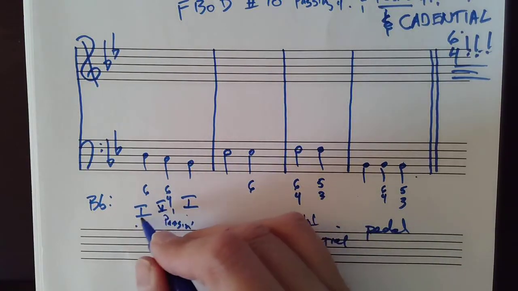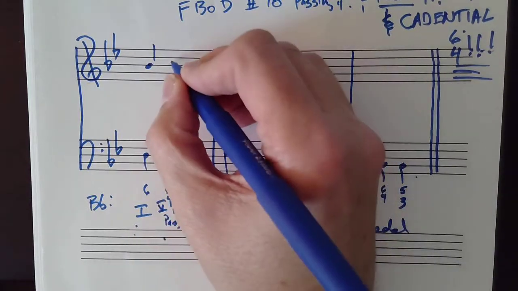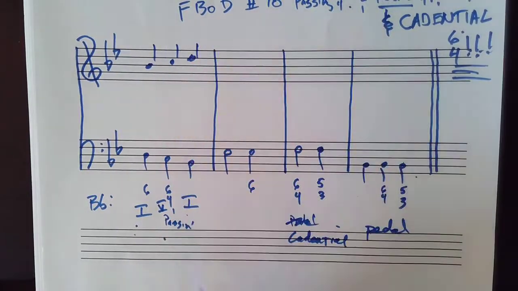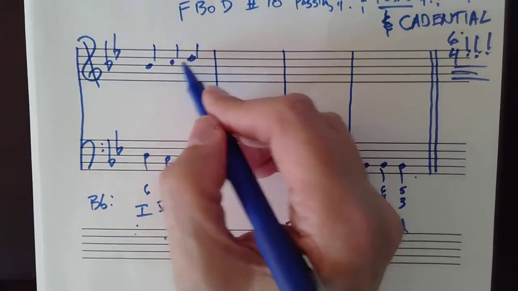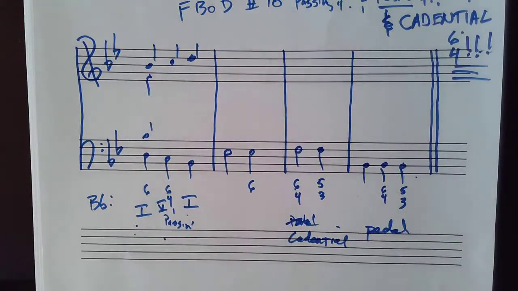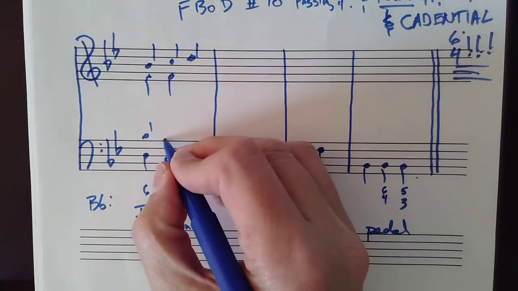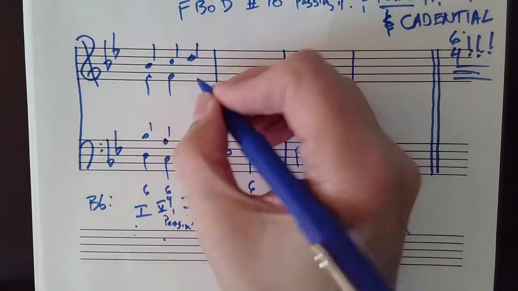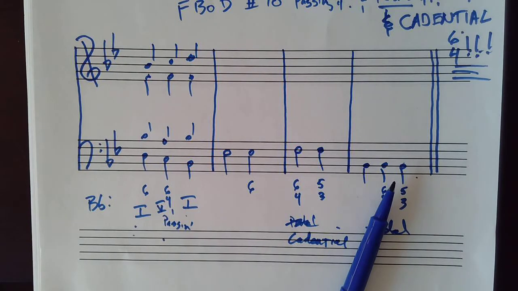Okay, now when we do this passing 6/4, we want to acknowledge the voice exchange right away. One voice goes D, C, B flat, the other goes B flat, C, D. And that will give us what we need for perfect voice leading. Right there. So, the inner voices.